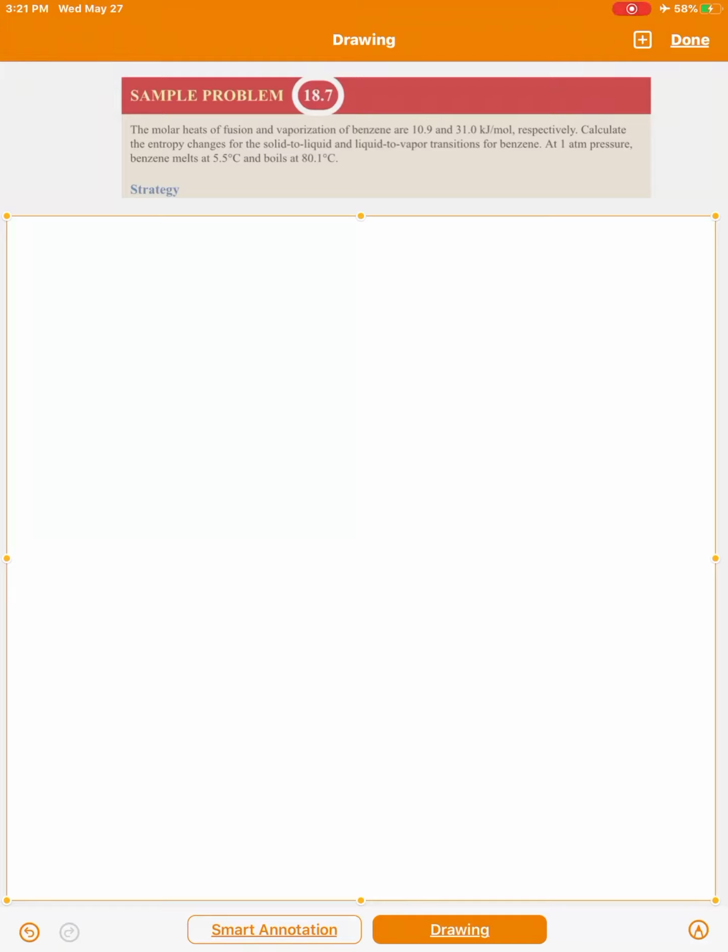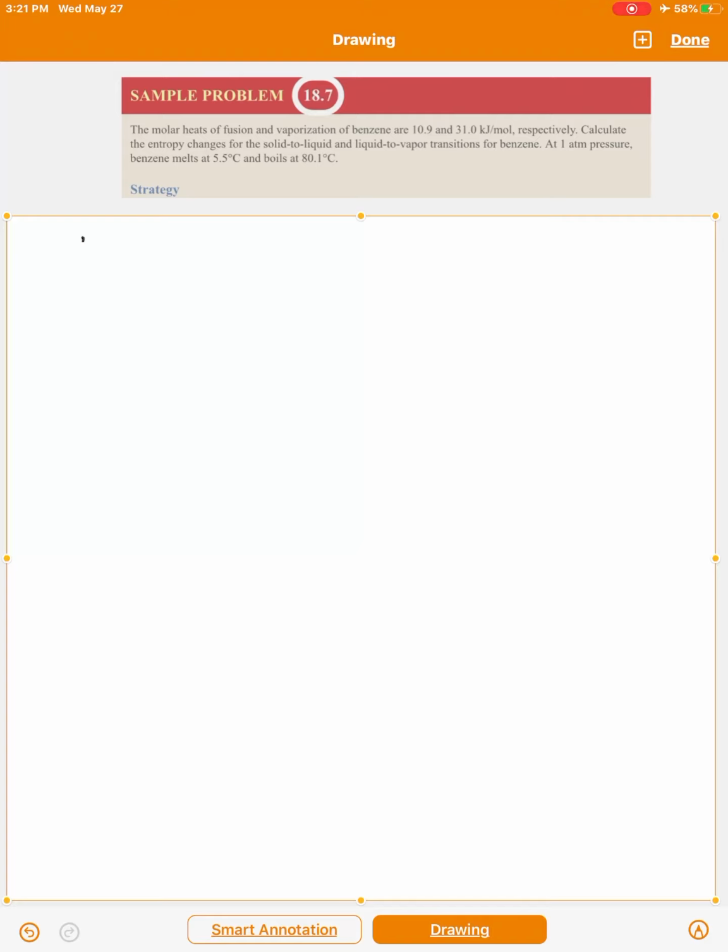Sample problem 18.7. The molar heats of fusion and vaporization of benzene are 10.9 and 31.0 kilojoules per mole respectively. Calculate the entropy changes for the solid to liquid and the liquid to vapor transitions for benzene. At 1 atmosphere pressure, benzene melts at 5.5 degrees Celsius and boils at 80.1 degrees Celsius. So we're going to calculate the entropy changes for two different processes.